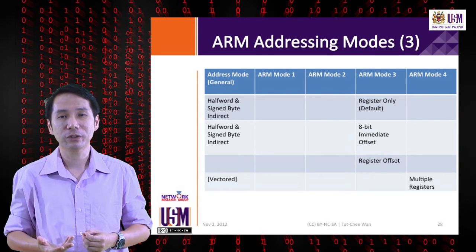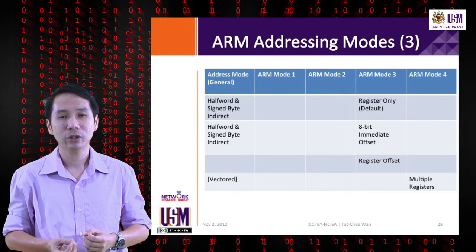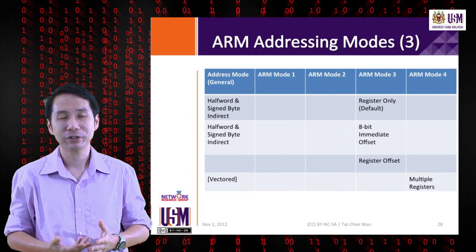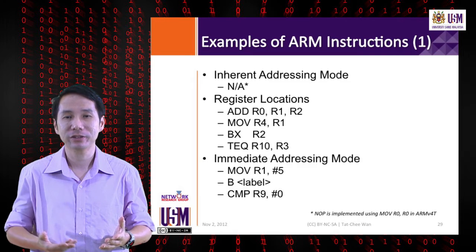Finally, there is ARM Mode 4, which is used for multiple register, load and store, otherwise known as vector indirect addressing. We shall now look at some examples of ARM instructions for each of these addressing modes.